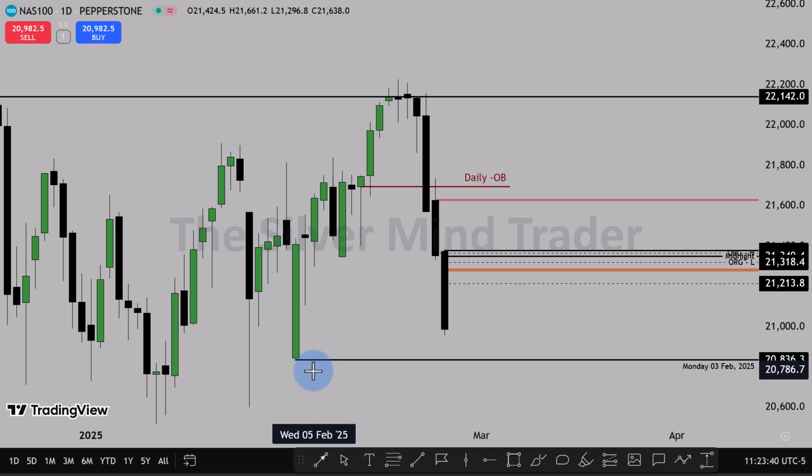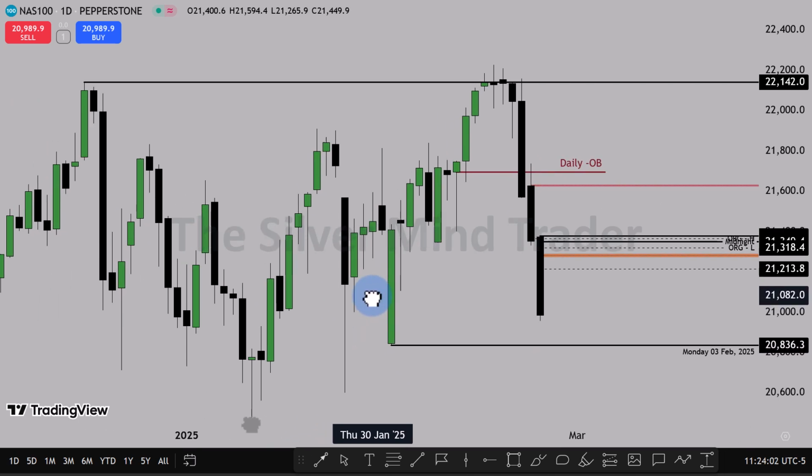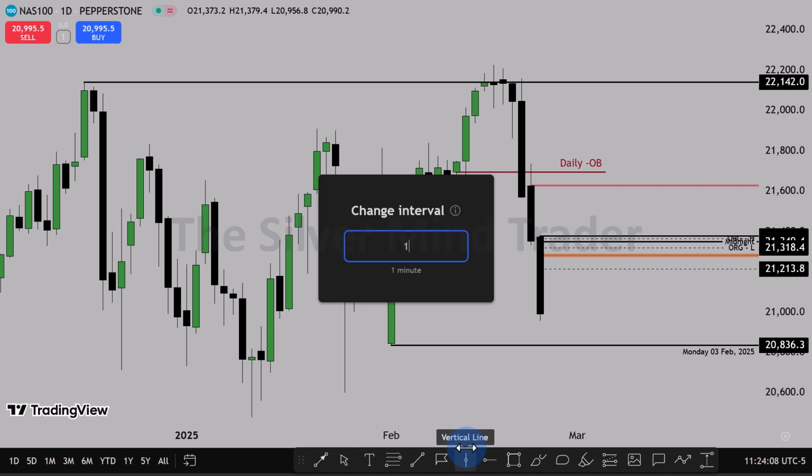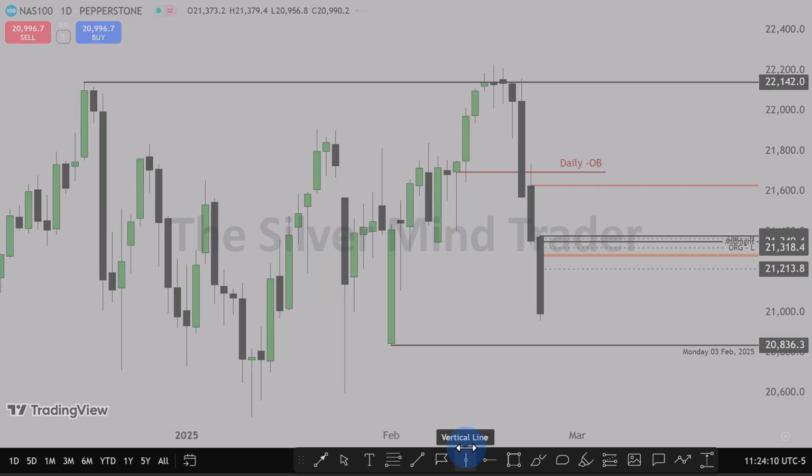And for you to be profitable in your trade, price doesn't have to go down to that level whereby you want it to go down to. You just need to know where is the draw on liquidity on that higher time frame. Where is the higher time frame trend? Where is the algorithm trying to reach for? So let's step down to a 15-minute time frame.